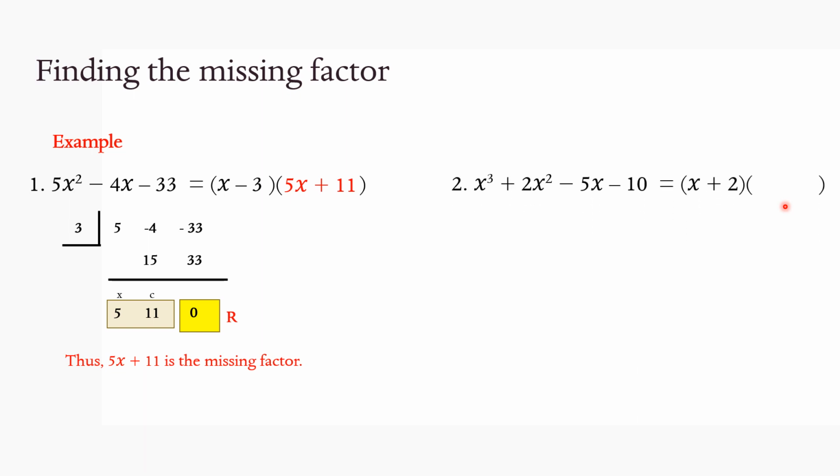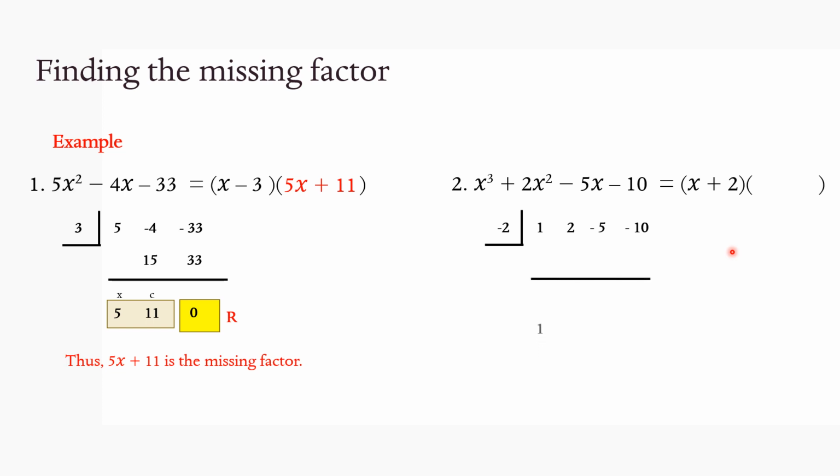Another example, x cubed plus 2x squared minus 5x minus 10. And we have here x plus 2 as one of the factors. We need to find the other factor. Okay, same process. We will make use of synthetic division. Using divisor x plus 2, the opposite of positive 2 is negative 2. Then copy all the numerical coefficients of this polynomial. So we have 1, 2, negative 5, and negative 10.